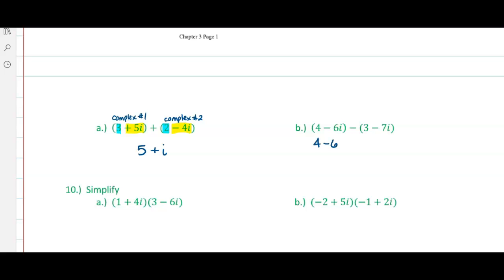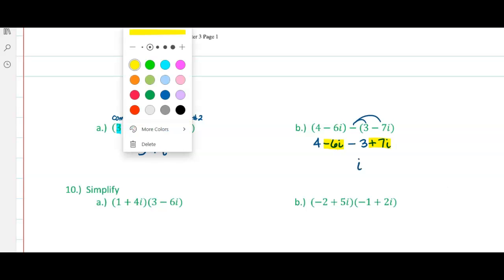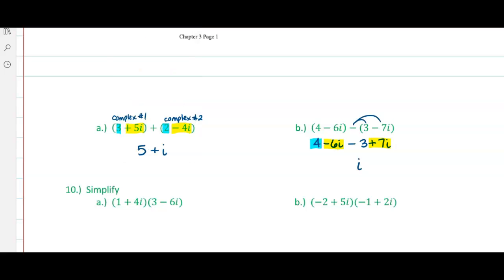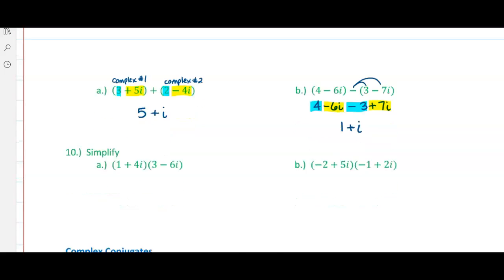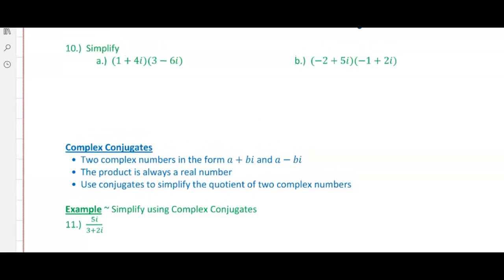Subtracting isn't much different, except you have to remember to distribute that negative. So again, it's kind of like combining like terms. We're going to take the imaginary terms and put them together to get i. And then we're going to take our real parts, our real terms, and put them together to get 1. Multiplying is a little bit more challenging because you either need to FOIL or box.